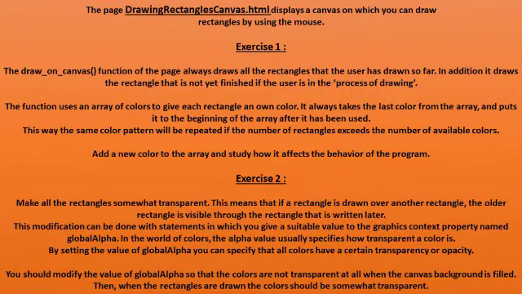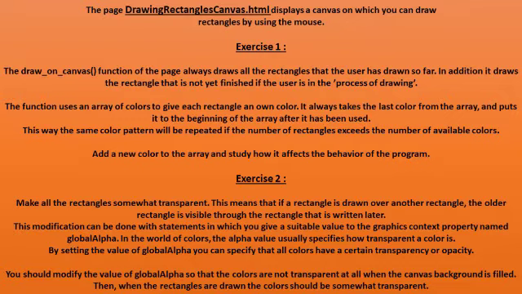The page drawing rectangles canvas.html displays a canvas on which you can draw rectangles by using the mouse. Exercise 1. The draw_on_canvas function of the page always draws all the rectangles that the user has drawn so far. In addition, it draws the rectangle that is not yet finished if the user is in the process of drawing. The function uses an array of colors to give each rectangle an own color.